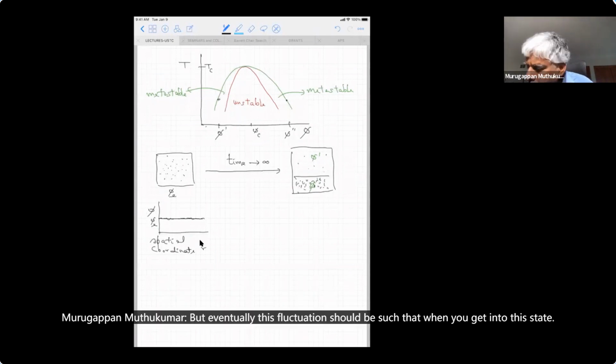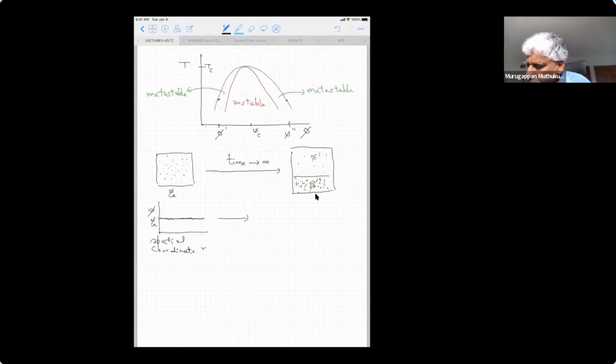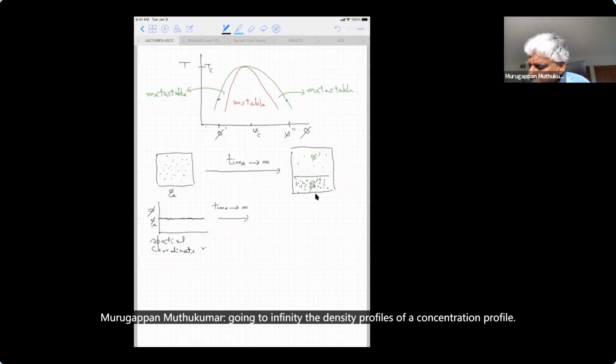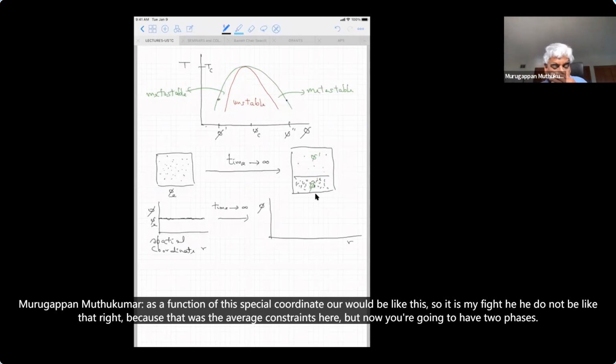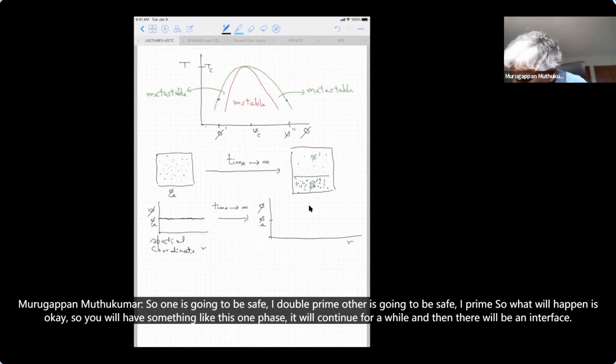But eventually, this fluctuation should be such that when you get into this state, right, time going to infinity, the density profile, so a concentration profile as a function of this spatial coordinate r would be like this. So this is my phi E. It would not be like that, right? Because that was the average concentration here, but now you're going to have two phases. So one is going to be, say, phi double prime. The other is going to be, say, phi prime.